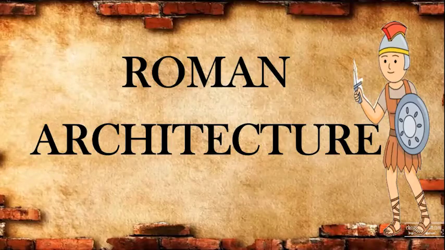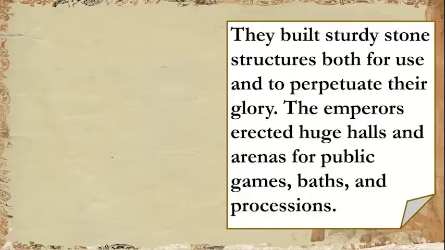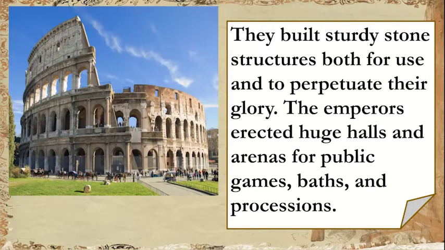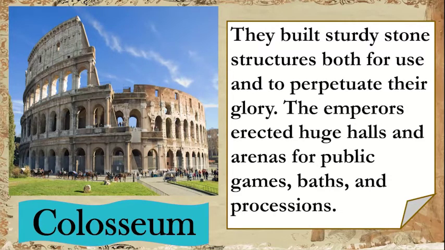Now let's talk about the Roman architecture. Here, they built sturdy stone structures both for use and to perpetuate their glory. The emperors erected huge halls and arenas for public games, baths, and processions. They built these with gigantic arches of stone, bricks, and concrete, or with barrel vaults, and this is called the Colosseum.